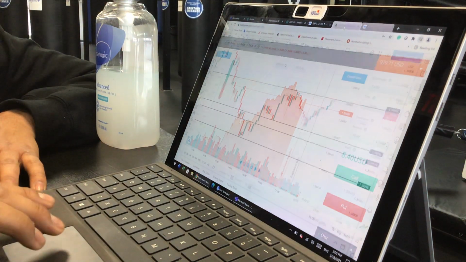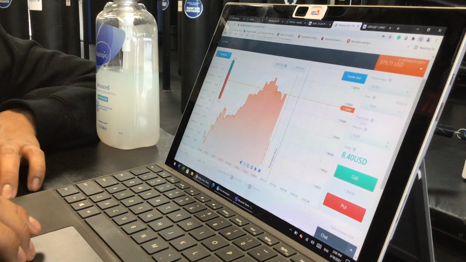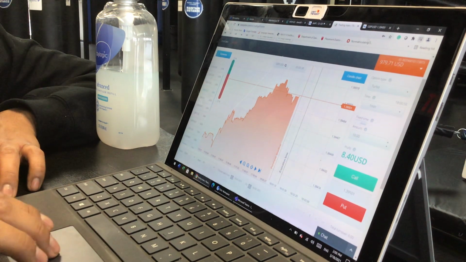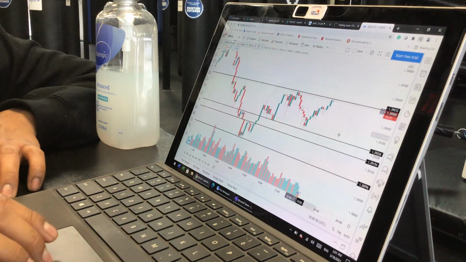Back to HFX, to binary. So this is GBP USD. We're still on it. Okay, it looks different, but watch. Go on GBP USD. So if it's at the top, what would you do? Sell. Stay at the top.